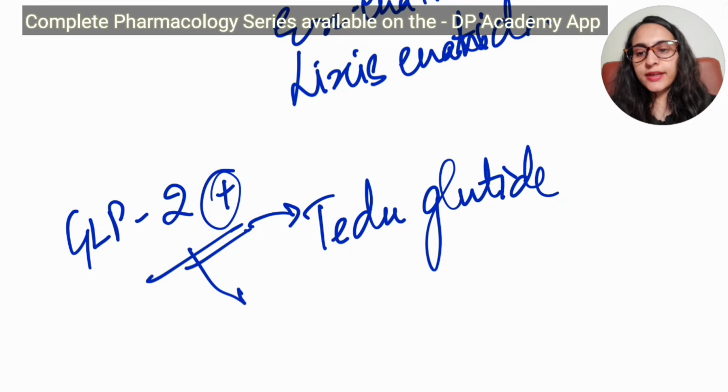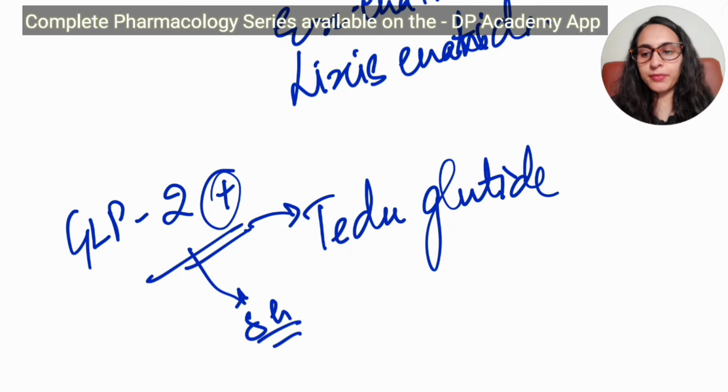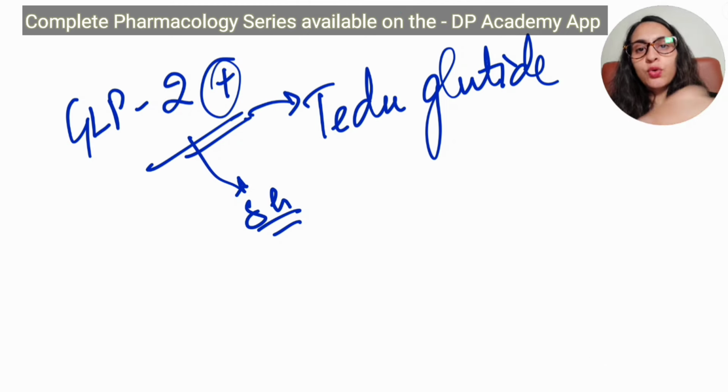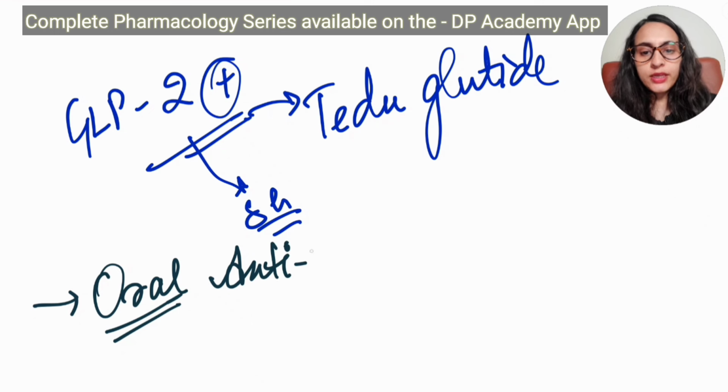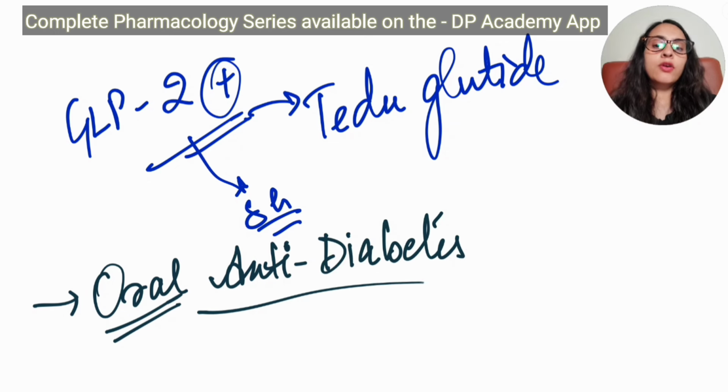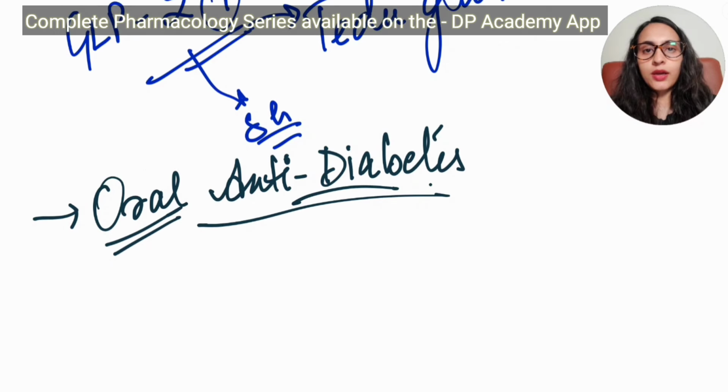GLP-2 receptor agonists like teduglutide are approved for short bowel disease to slow down gastric emptying. Now coming to oral anti-diabetic drugs. The drugs that we give orally in case of diabetes are mostly given for type 2 diabetes, wherein the cause is obesity, and because of poor maintenance of health, the person has insulin resistance.